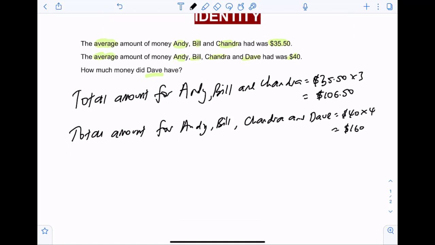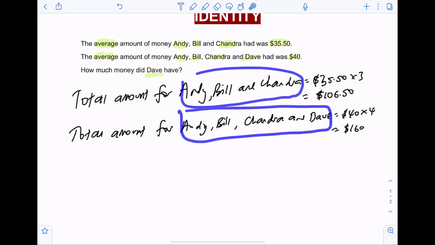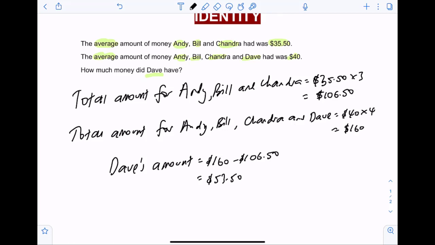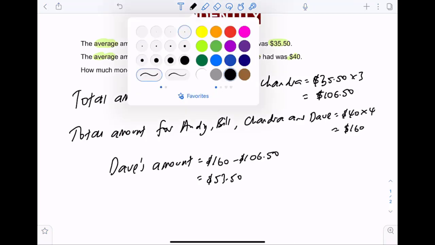So take note, we have already gotten the total for A, B and C. Now we have the total for A, B, C and D. So if you do a subtraction, you will get the difference, which is for Dave. $160 minus 106.5, and that will give us an answer of $53.50.